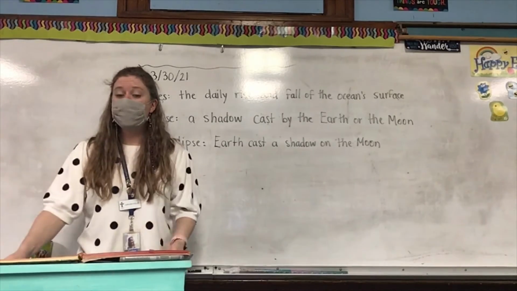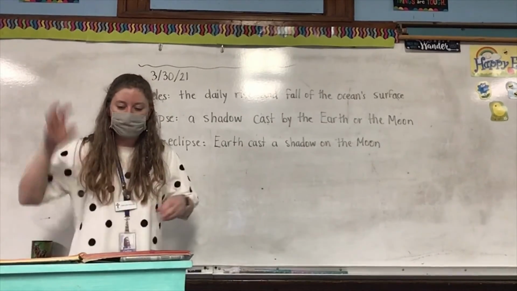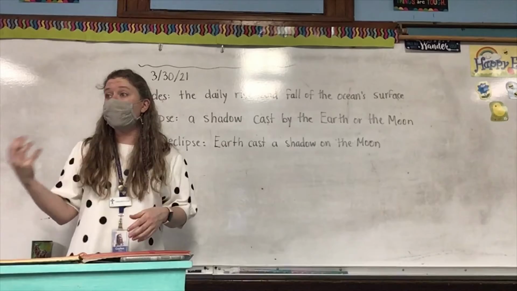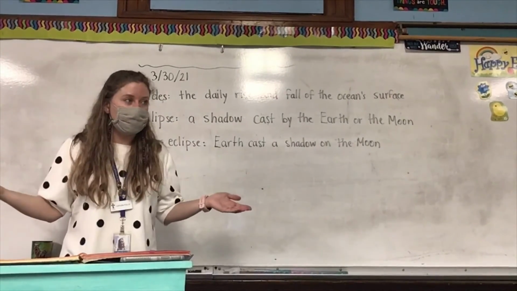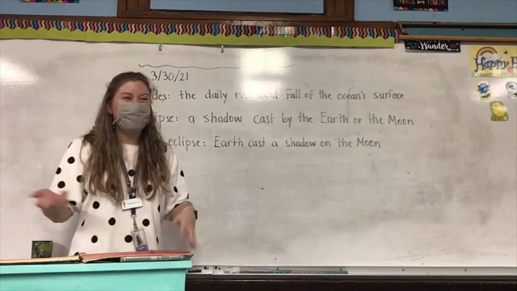So that was a lunar eclipse. The Earth is completely blocking the moon. So even though maybe we're supposed to be seeing a full moon, we can't see anything because the moon is completely in the Earth's shadow.